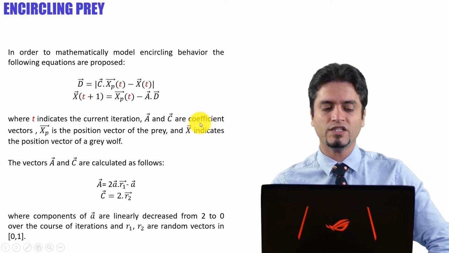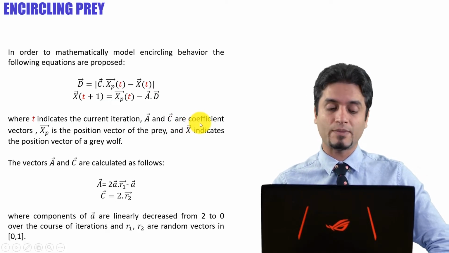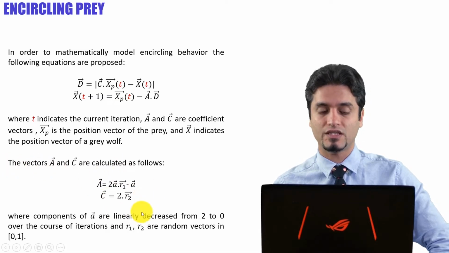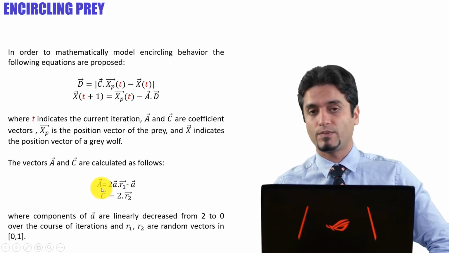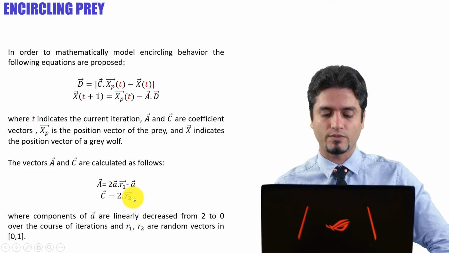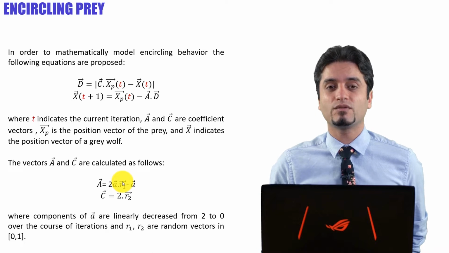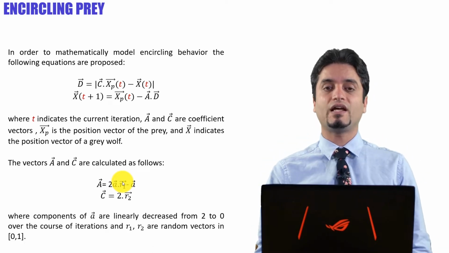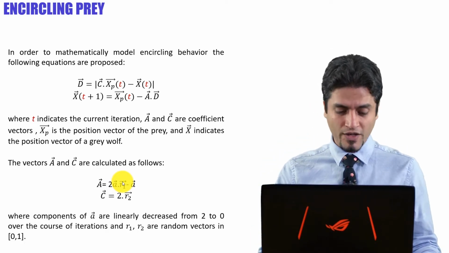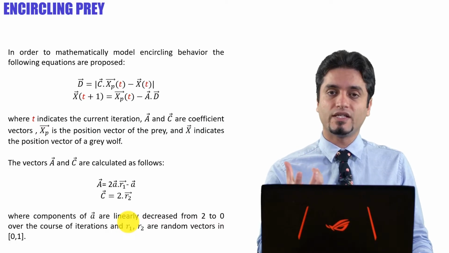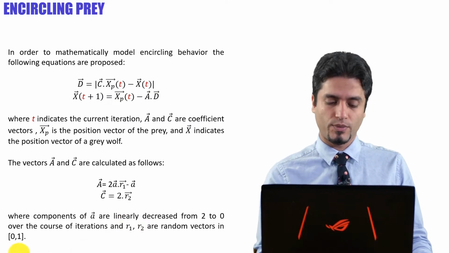You don't have to worry about them. A and C are coefficients. They are changed automatically based on some parameters, and that's what we're going to discuss later on. The vectors A and C are calculated using these equations: A equals 2 times a times r1 minus a, for updating the first one, and C is equal to 2 times r2. r1 and r2 are random variables, and they are randomly initialized for every single wolf in every single iteration. That's why the gray wolf optimizer is stochastic, because of these two random components.